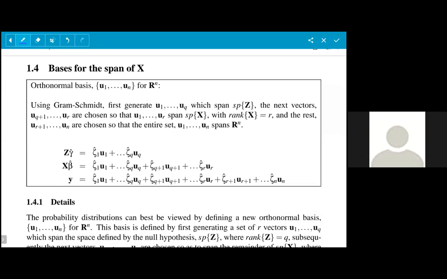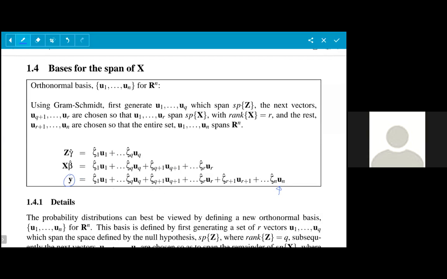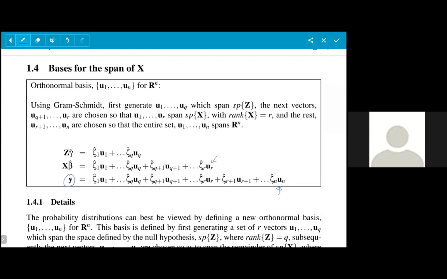We have established that we can look at the y variable in the linear model as a linear combination of basis vectors using an orthonormal basis, where we select that basis so that the first R of those U's span the space spanned by the X matrix, and the first Q of those again span the same space as the Z matrix, so that we start with the Z space, move up to the X space, and then to the Y space.